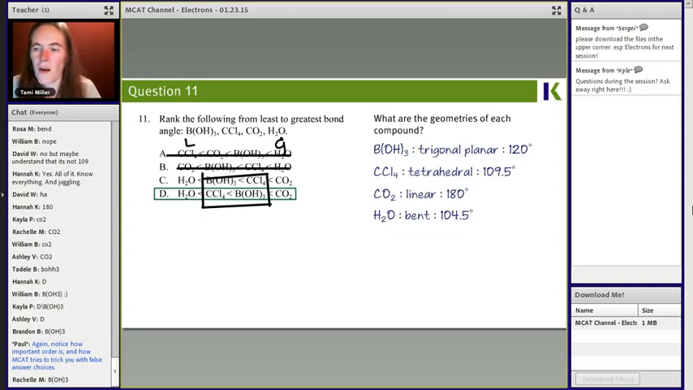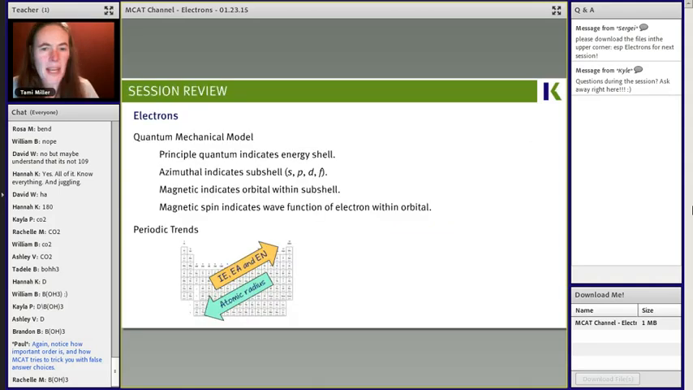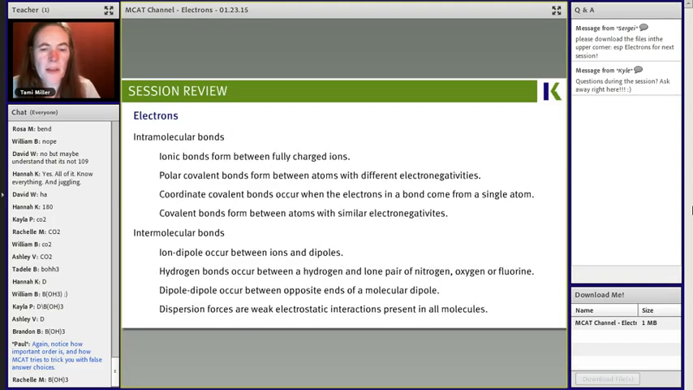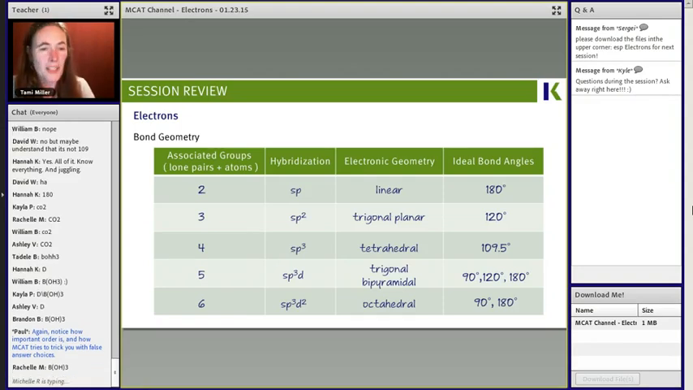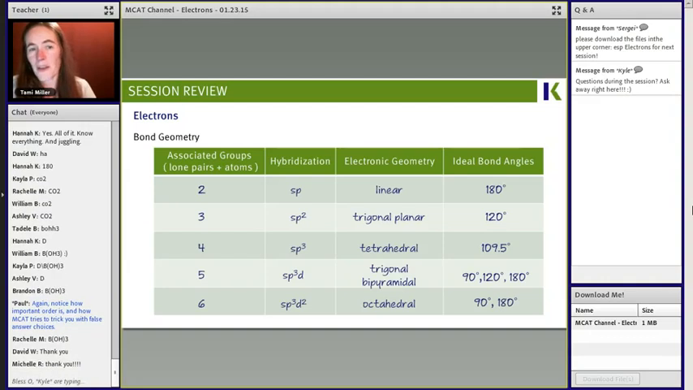All right, so what we did is we looked at and figured out our periodic trends. After our periodic trends, we looked at intramolecular and intermolecular bonds. And then we ended up with our bond geometries. Thank you so much for joining us for electrons. This is where all the fun happens. Once we know what our electrons are doing, we can have lots and lots of fun.